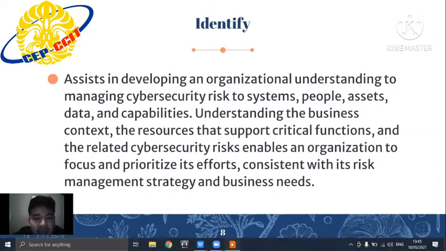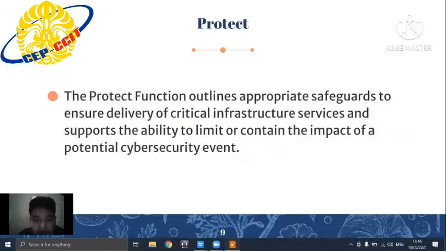First is identify. It assists in developing an organizational understanding of managing cybersecurity risk to systems, people, assets, data, and capabilities. Understanding the business context, the resources that support critical functions, and the related cybersecurity risks enables an organization to focus and prioritize its efforts, consistent with its risk management strategy and business needs.